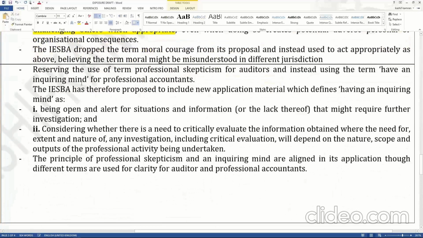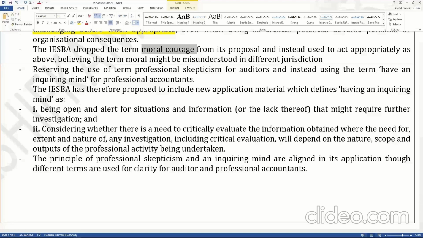And number 3 is that the IESBA dropped the term moral courage from its proposal and instead used to act appropriately as above, believing that the term moral might be misunderstood in different countries. So basically, they are saying moral courage. You should have moral courage to speak in front of your director. Or you should have moral courage not to accept a bribe. Or you should have moral courage to speak the truth.